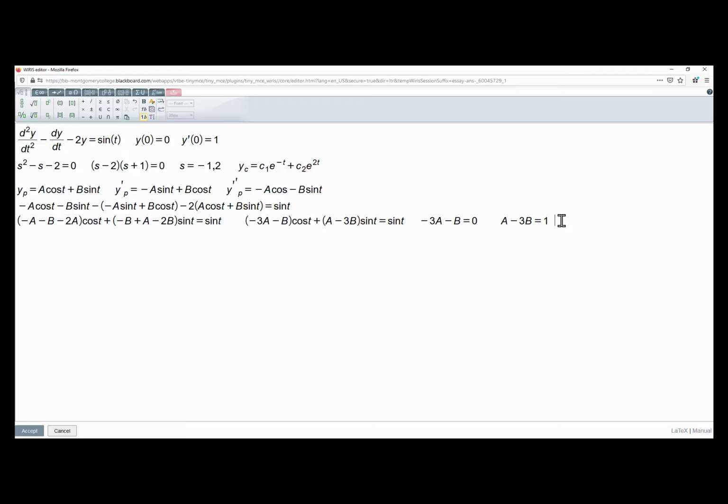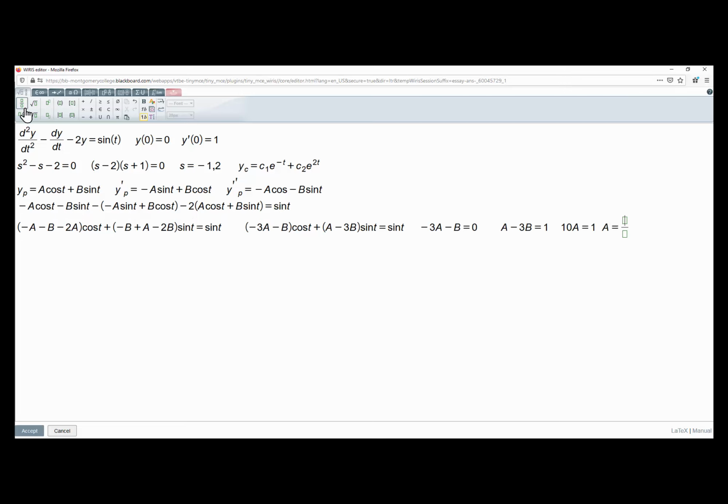So what we shall get then is that 10a would be 1, or a is what? 1 over 10. Okay, and then if a is 1 over 10, b would be negative 3 over 10. Just use this equation, right? So b is negative 3 over 10. Okay, so what is our particular solution then? Our particular solution is a is 1 over 10, right? And then b is negative 3 over 10, right?